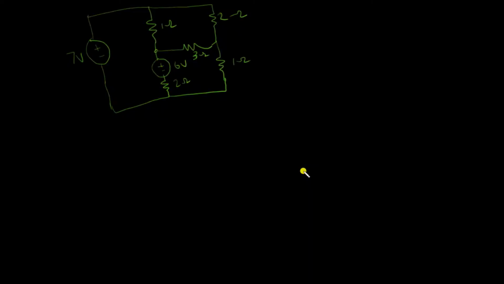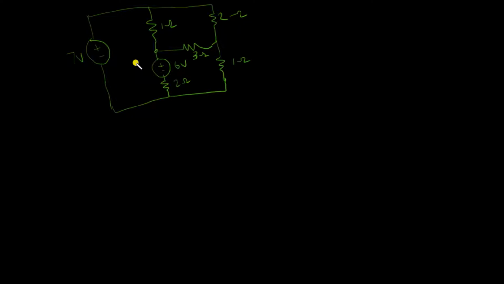This lecture will just use the concepts that we learned from the mesh analysis video in the last lecture, and we'll apply those on this problem, which is slightly different from the previous one. So in this whole circuit, I can clearly identify that there are a total of three meshes.